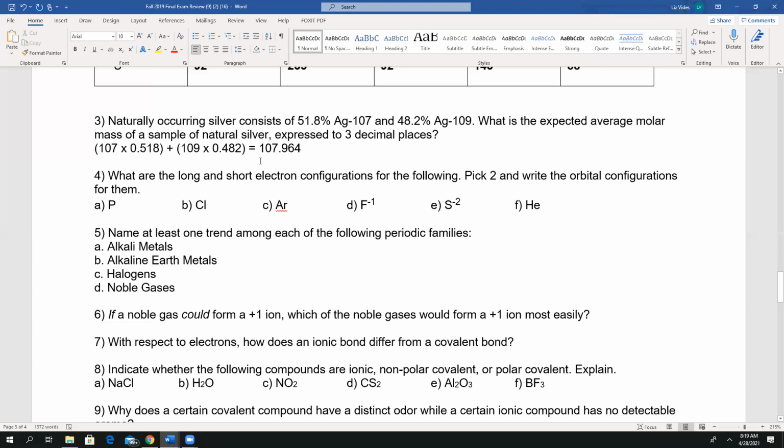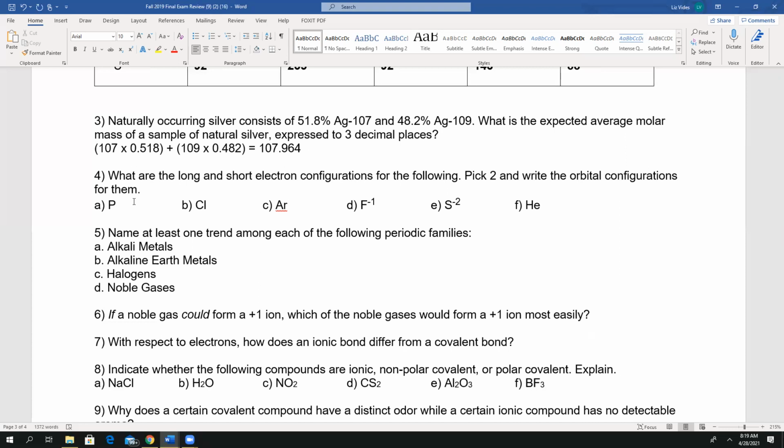And that's how you do it. That's just an example. Okay. What are the long and short electron configurations for the following? All right, I'm gonna do the long for 2 of them and the short for 2 of them, and then also do the orbital configurations for each of those 2. I'm gonna do one that's an atom and one that's an ion. That way you'll remember how to do both of those.